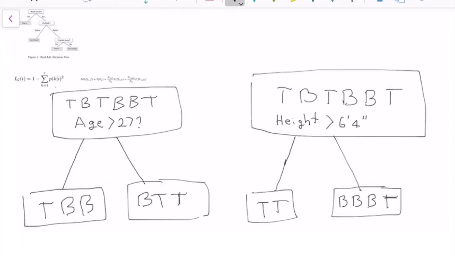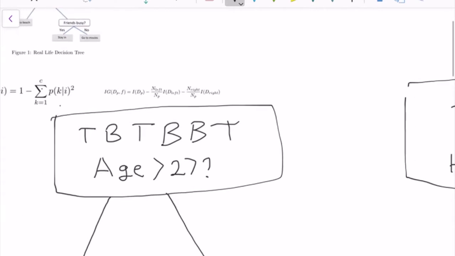And so we want to create a decision tree. Actually, for this example, we're not creating a whole decision tree. We are just doing one layer of the decision tree. We're trying to figure out the best question to ask when we start off. This is our original data set. It's repeated on both the left and right hand side. Each of the T's stands for a tennis player, and each of the B's stands for a basketball player. There are 3 tennis players and 3 basketball players.